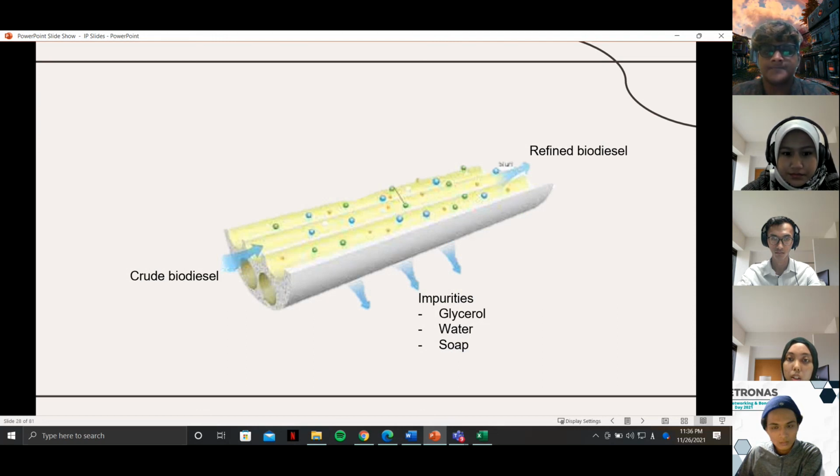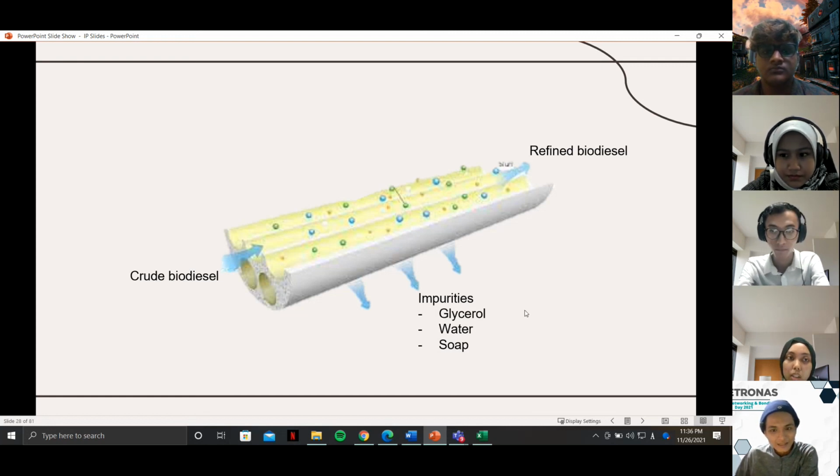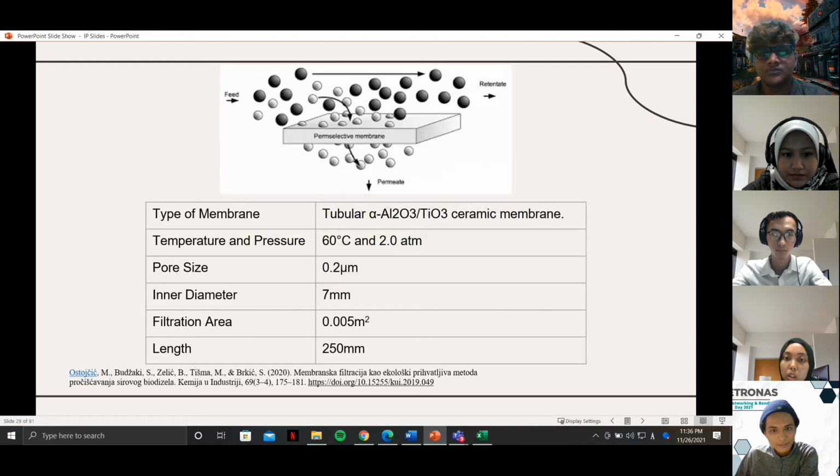This is how a membrane works. In the membrane, the feed entering the membrane is the cracked biodiesel, which contains all the impurities. And then the impurities will pass through the filter inside the membrane and exit as the retentate. And for biodiesel, it will permeate through the membrane and exit as the product. Next slide.